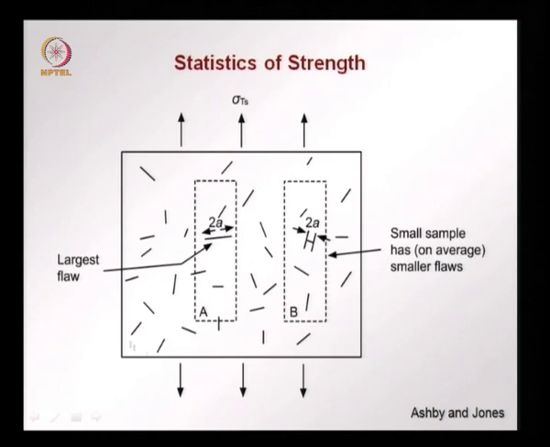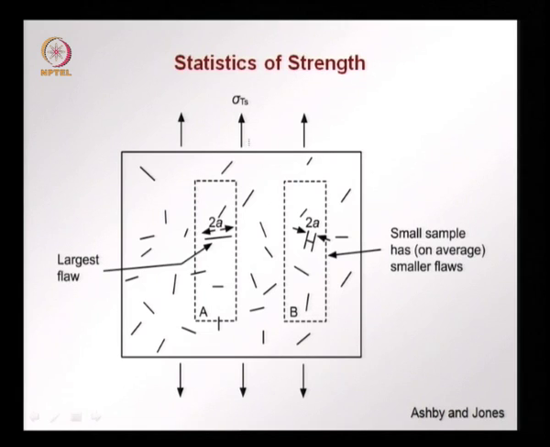Now, instead of this large specimen, suppose we had made small specimens from the same piece of material. The probability that we got exactly this small piece is very low. We could have made specimens from here, from here, from here, and so on. Suppose we had made a small specimen such as this, denoted as B, instead of this specimen denoted as A. We would have a small flaw instead of a large flaw. This will give a higher tensile strength than this one.